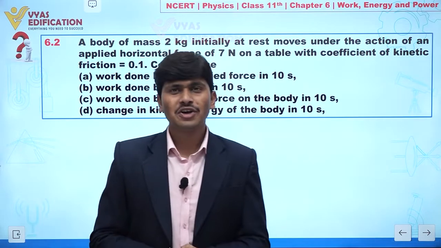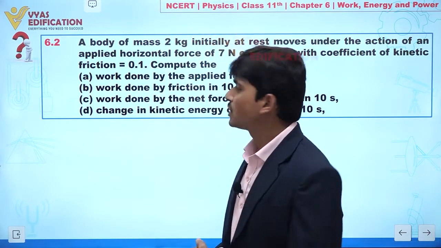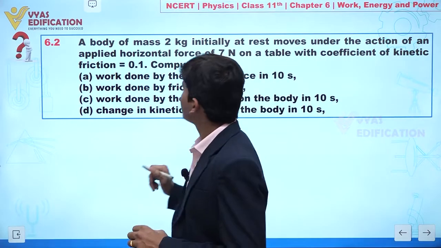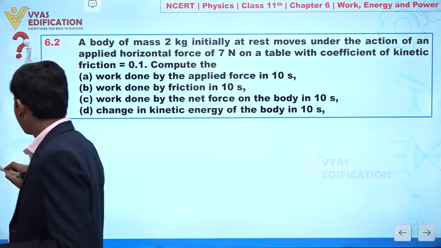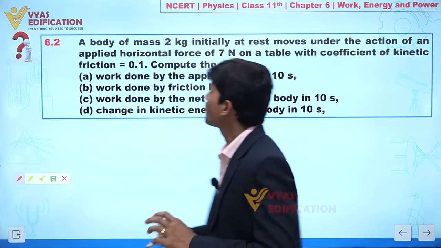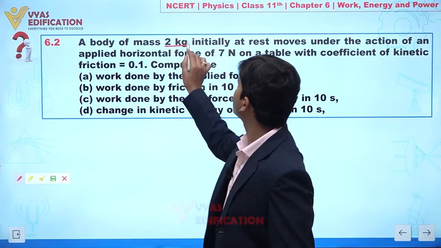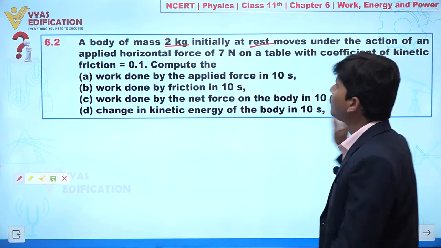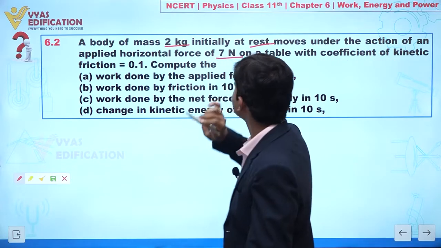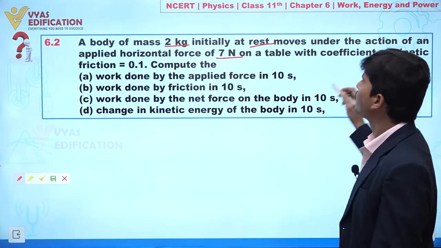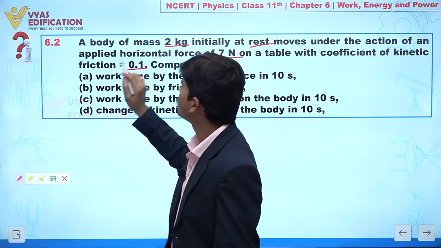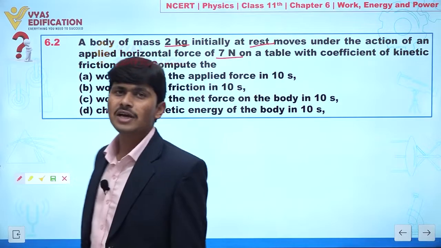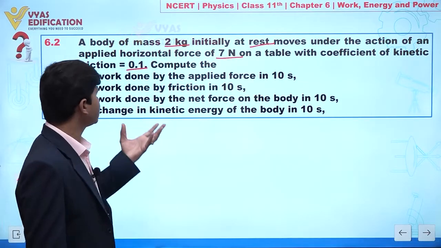Now dear student, we are going to solve question number 6.2, and in this question it is given to you a body of mass 2 kilogram. Clear? First let us try to understand this question. A body of mass 2 kilogram initially at rest moves under the action of an applied horizontal force of 7 Newton on a table with coefficient of kinetic friction 0.1. Clear? Now we have to find the values of A, B, C and D.